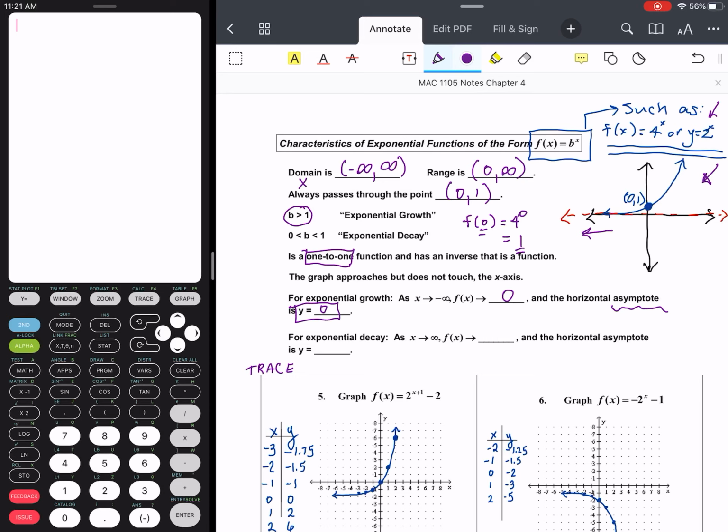For exponential decay functions, I'm just going to do a real quick sketch. Sorry for that. That's a terrible sketch, but pretend it looks like an exponential decay function. As x approaches infinity, so as x is increasing, going to the right, f of x also approaches 0, and the horizontal asymptote would again be y equals 0.